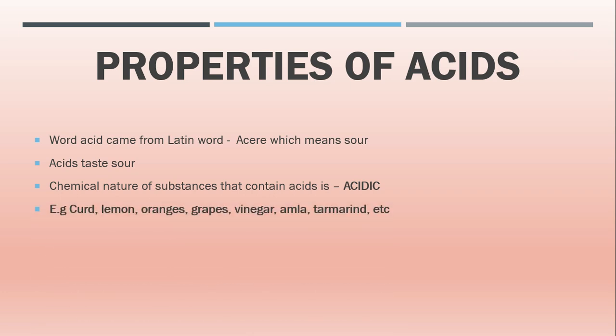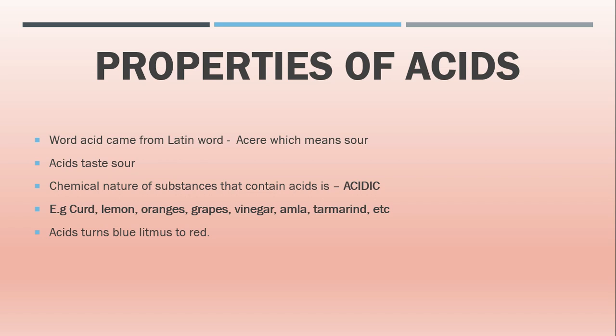For example, as I have shown you, curd, lemon, orange, grapes, vinegar, amla, tamarind. These are all sour in taste. We have tasted them and found that they are sour, which means they contain acid. So now we have come across the word acid. What is acid? Acid is a substance that is sour in taste. Now, acid turns blue litmus to red.